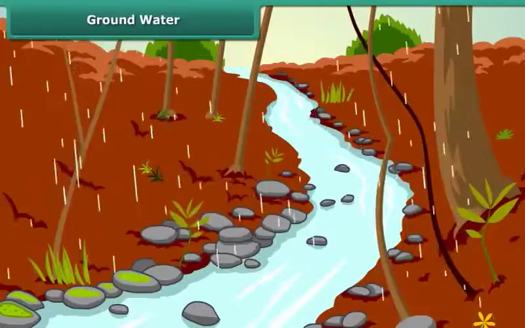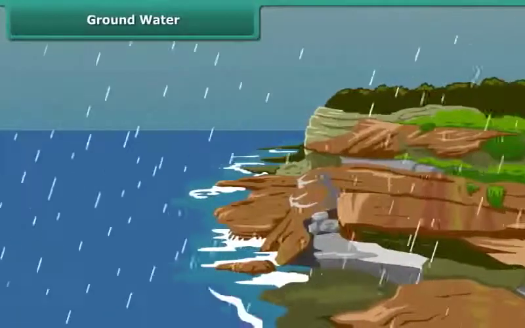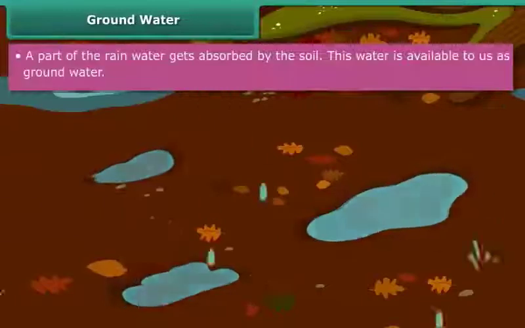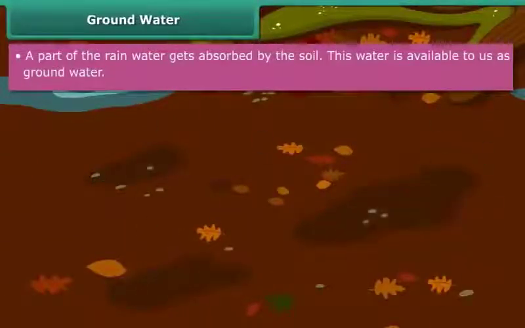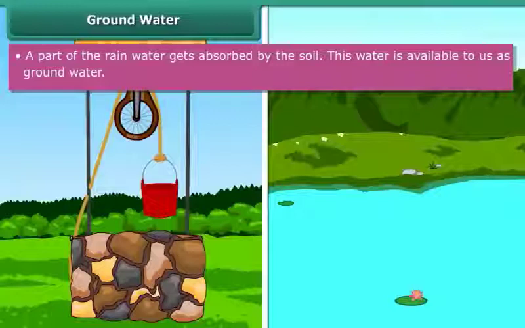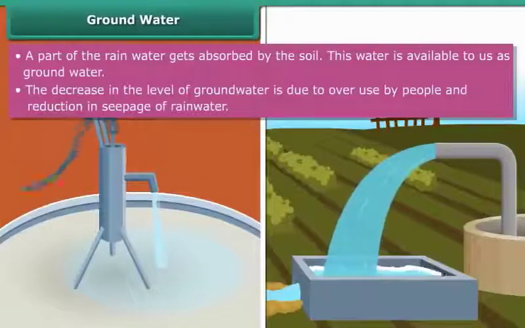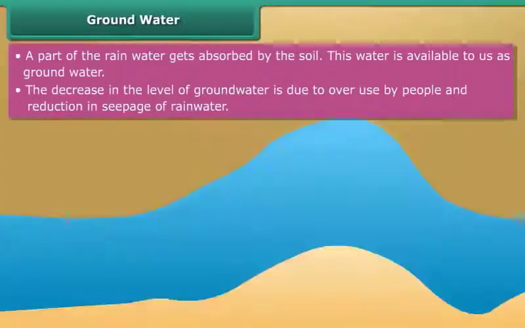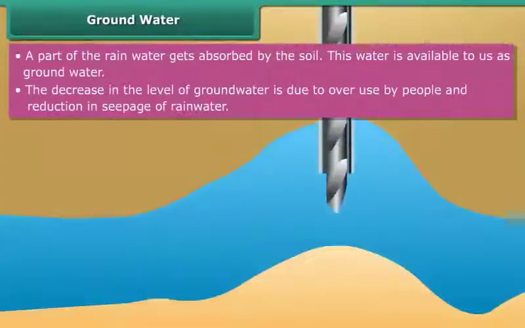Not all the rainwater flows into rivers and ultimately into oceans. Some of it is absorbed by the soil as well. This water is known as groundwater. Groundwater is the source of water for many lakes and wells. Hand pumps and tube wells tap this source to provide water for consumption. However, overuse of groundwater has led to its depletion. As a result, we need to dig deeper and deeper to locate groundwater.